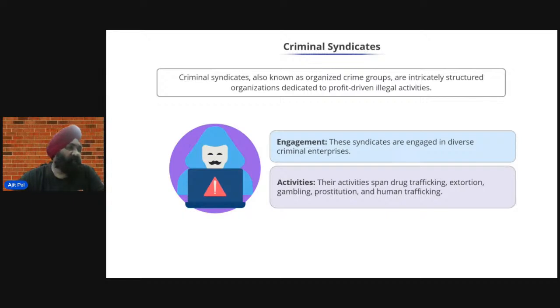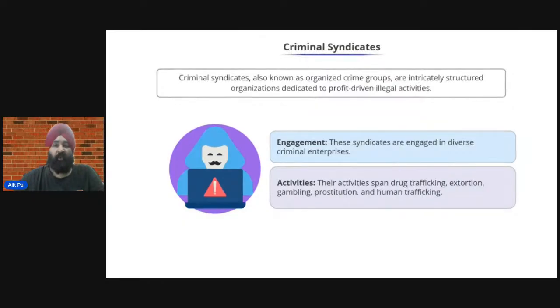Criminal syndicates are also known as organized crime groups, which are intricately structured and dedicated to profit-driven illegal activities. There are many groups available, like the Cobalt Group, also known as Carbanak, a well-organized cybercrime syndicate that targets over 100 banks across 40 countries, and it is still active today.